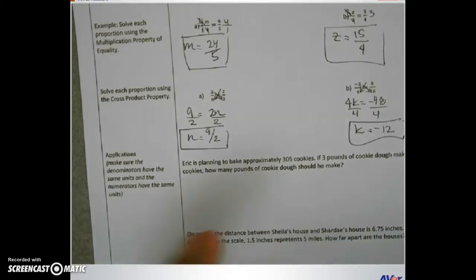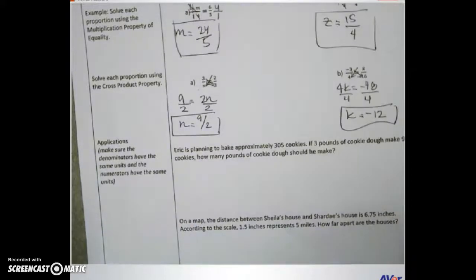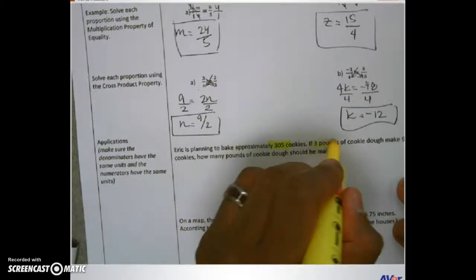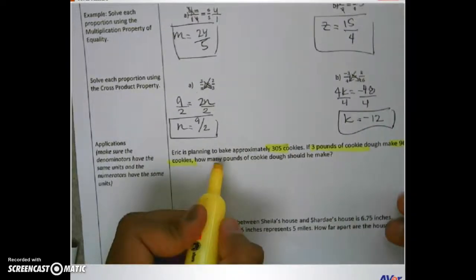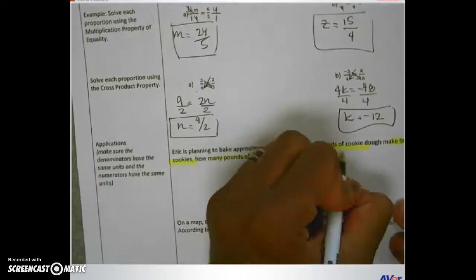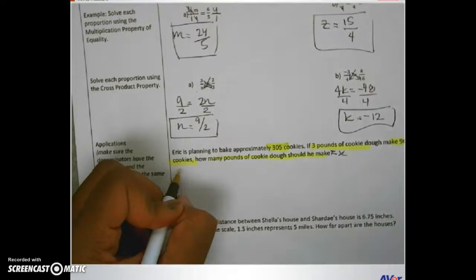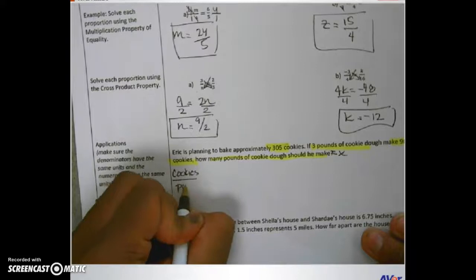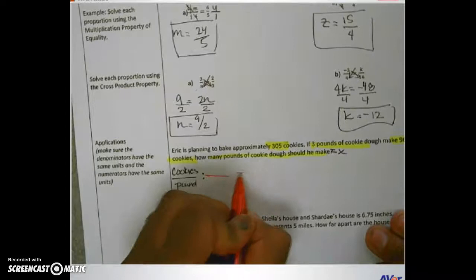My favorite part of this whole thing. Eric is planning to bake approximately 305 cookies. You go, boy. If 3 pounds of cookie dough makes 96 cookies, how many, this is what I'm trying to find, how many pounds of cookie dough should he make? That's my X. So as long as you're consistent, you're going to be fine for these. So I'm just going to put cookies over pounds of cookie dough. That's my setup.